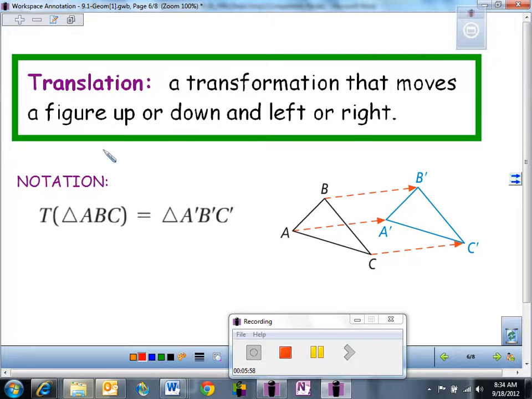Then a translation. A translation is a transformation that moves a figure up or down or left or right. So here would be the notation. If we're going to translate triangle ABC, it's going to turn into triangle A prime, B prime, C prime, so from black into green. And sometimes I like to write those letters on my sheets of paper just to kind of show my work a little bit.